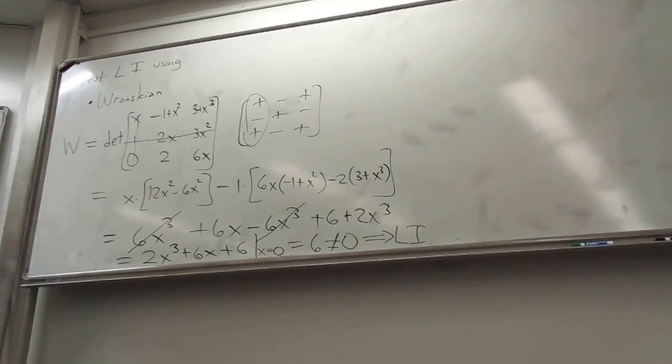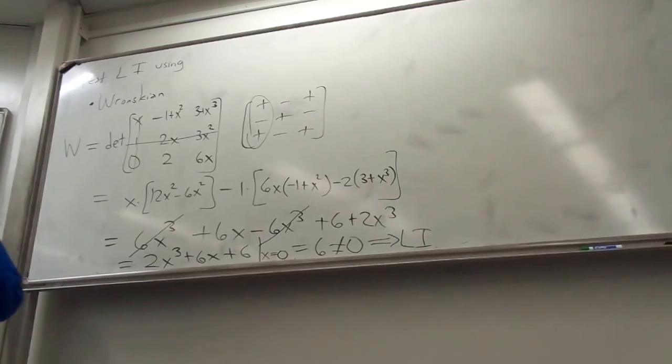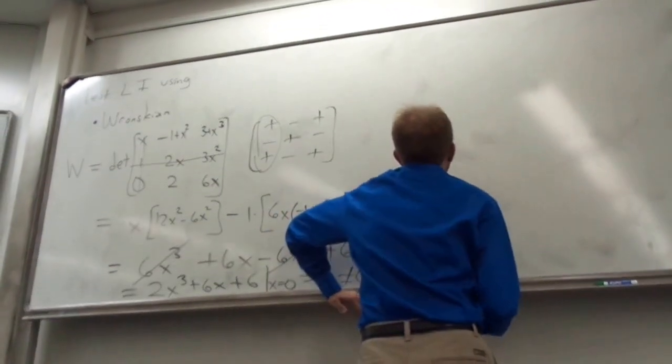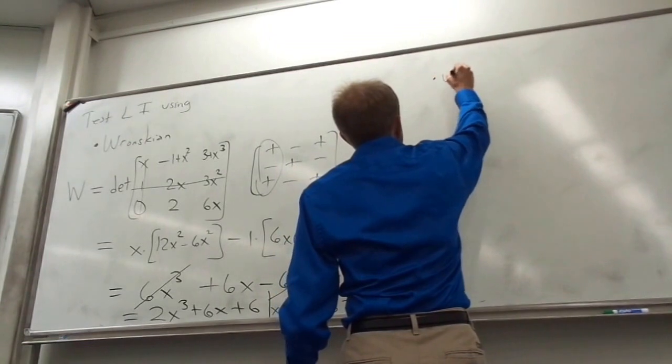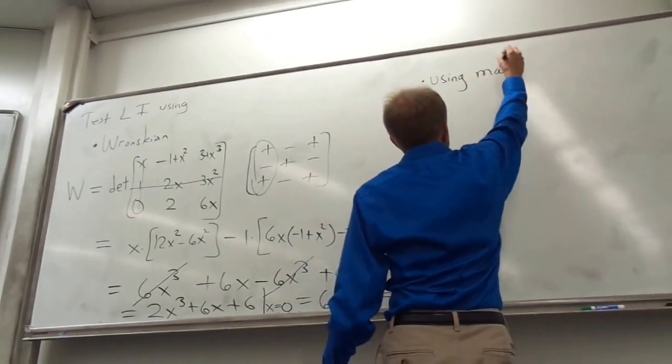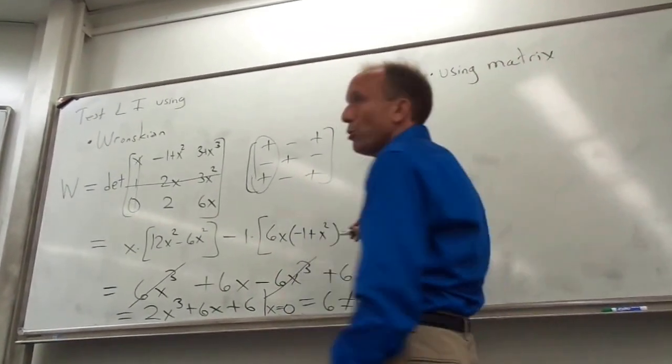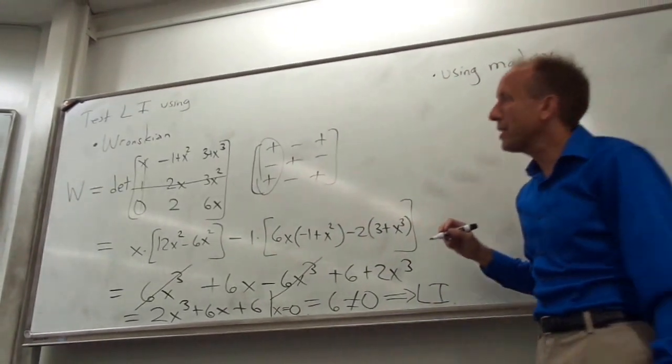Put it in the matrix and EROs. Okay, put the vectors into matrices and use EROs. Right, exactly. So I'll call this one using a matrix. So can you guys help me build the matrix here to test those things for Li?